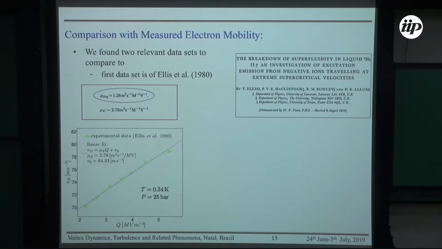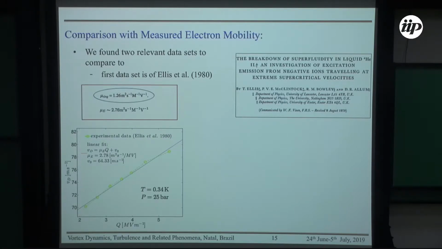And it turns out that at a pressure of around 10 or 15 atmospheres, the nucleation of vortex rings is essentially replaced by roton emission. And since our model doesn't have rotons, we do not expect very good agreement.